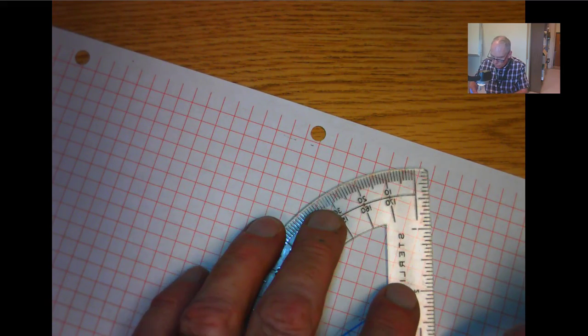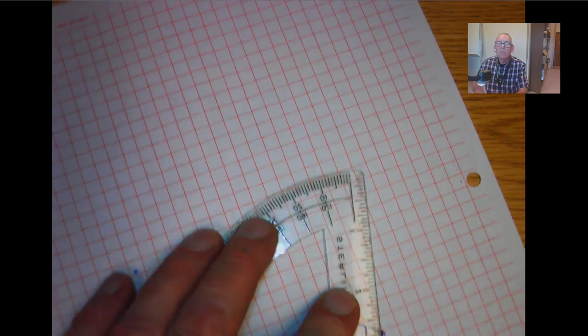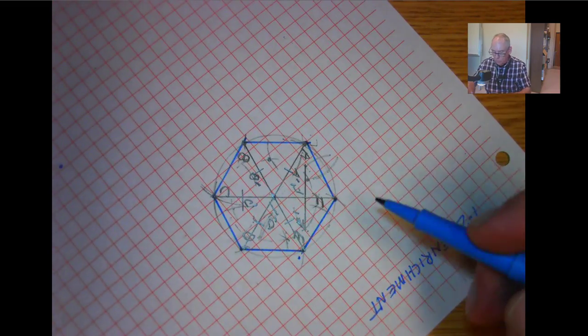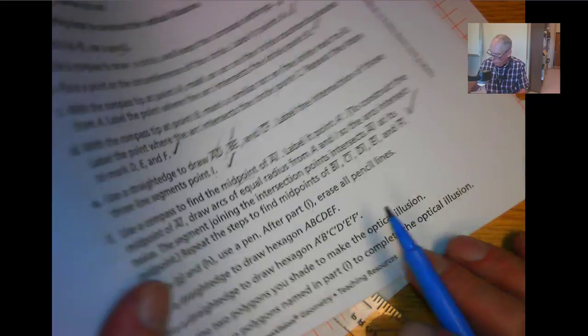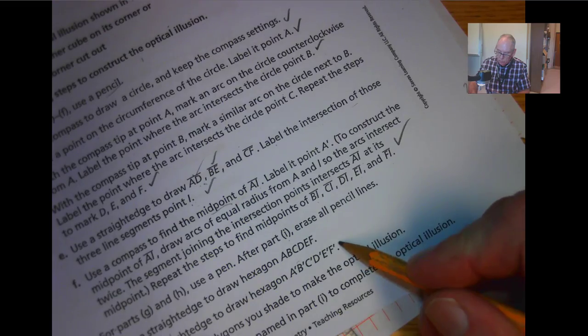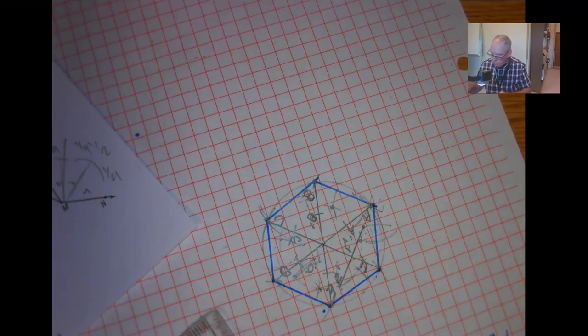And then for this section, we're connecting the points that they told us together using ink this time. And what we're going to do then is erase the pencil lines that are left over. So we can kind of see that we're getting this cube shape idea out of these different points. So we drew the hexagon A, B, C, D, E, F.